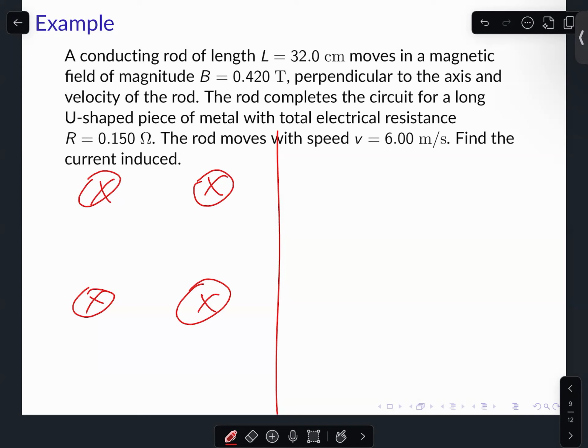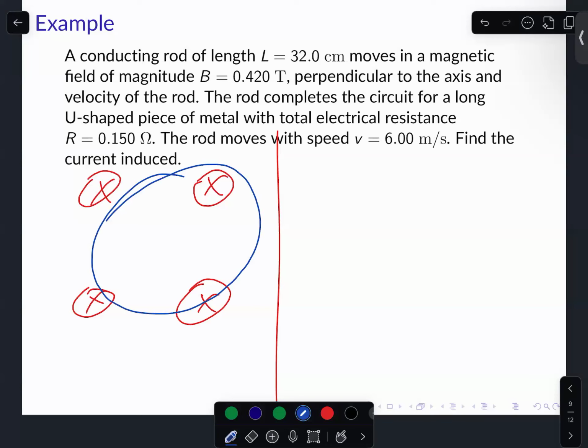And instead of having a U-shaped channel with a bar of wire, I'm going to take a hula hoop. Here's a hula hoop of radius R. How big is a hula hoop? A meter across? Let's say 80 centimeters. Be careful, this R is not resistance.